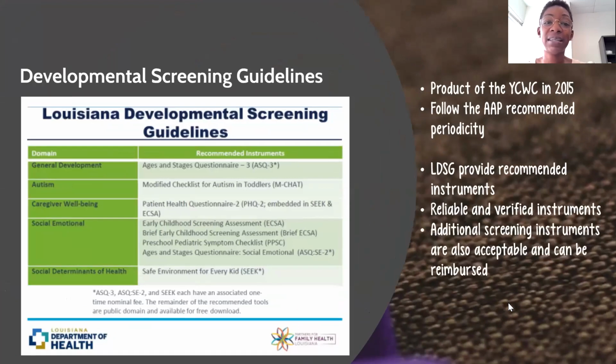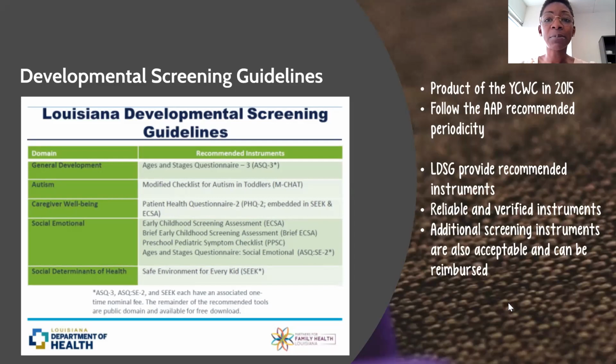So in 2015, the Young Child Wellness Collaborative, composed of experts from all areas of child health and development, convened to create a homogeneous set of guidelines for developmental screening. The guidelines were created in accordance with the recommendations from the American Academy of Pediatrics, Bright Futures, using their periodicity schedule as well. These guidelines outlined 5 predominant areas along with the most validated and appropriate instrument or instruments to be used for each screening domain.